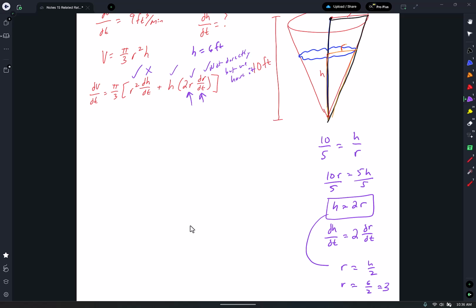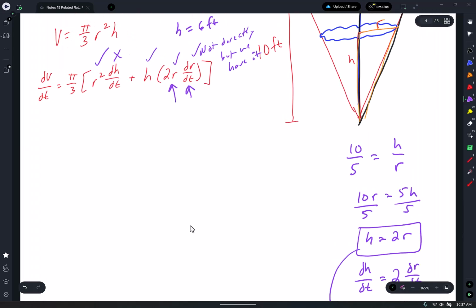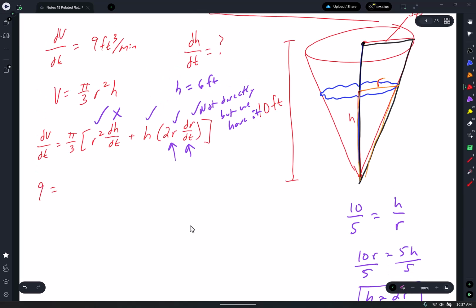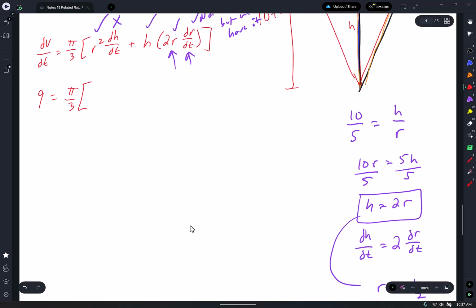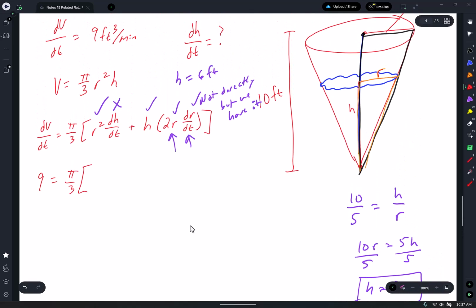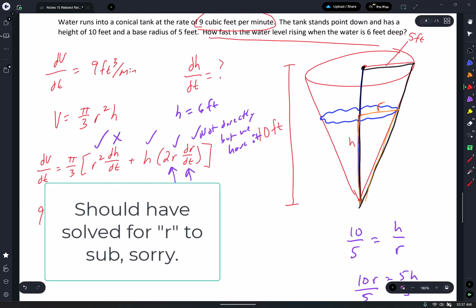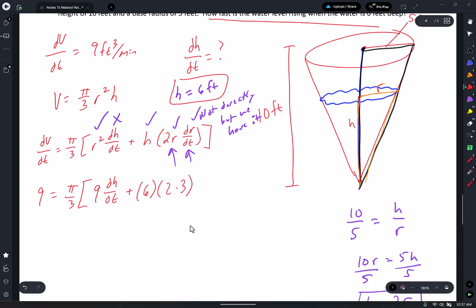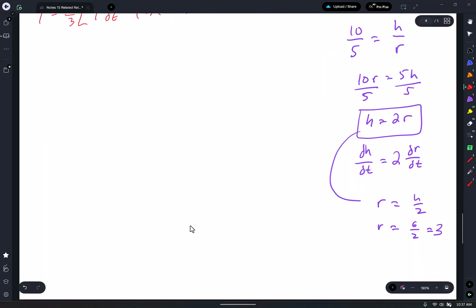Are we okay? All right, here we go, guys. I'm going to plug in. So dV/dt. What's my dV/dt? 9 equals pi over 3, parenthesis, my r. What's my r? 3. So 3 squared is 9 times dh/dt, plus h, which is 6, times 2 times 3. Are we still okay? And then dr/dt.